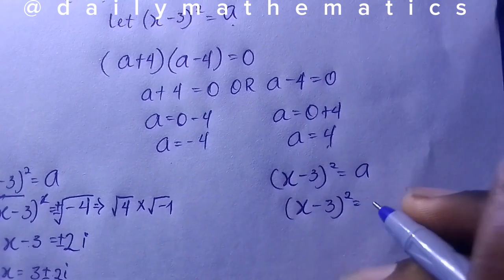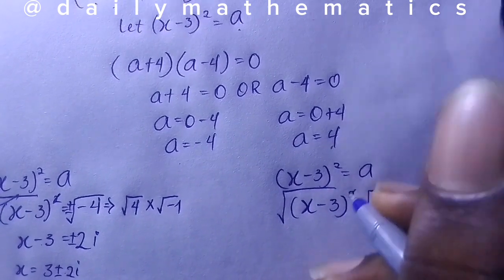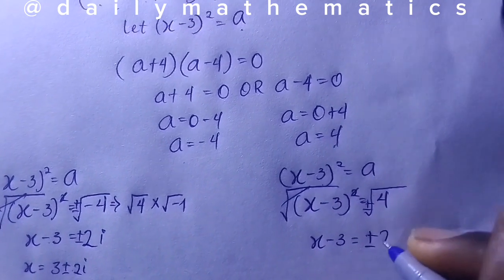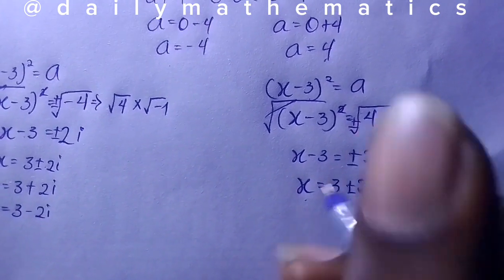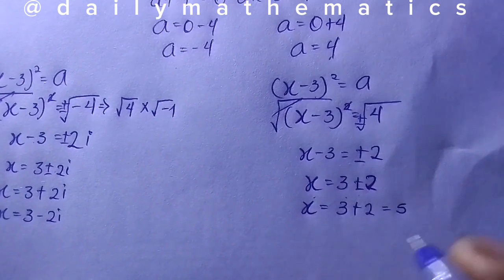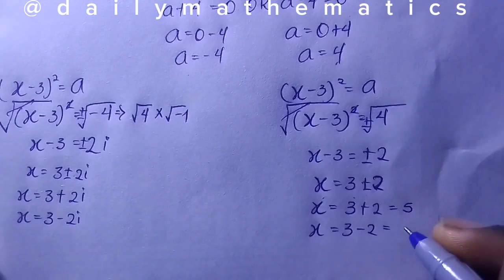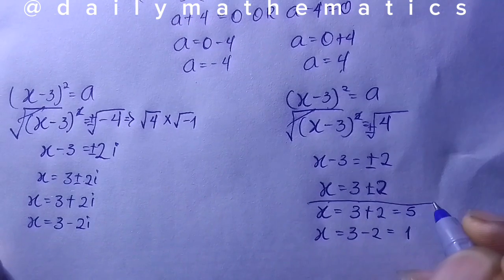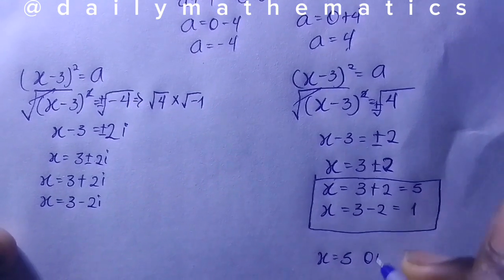4. So from here we square root both sides, plus or minus, the square cancels the square root, x minus 3 equals plus or minus 2. So x equals 3 plus or minus 2. So from here we have x equals 3 plus 2, which is 5, and x equals 3 minus 2, which is 1, right? So these are the values we are going to be using. These are the values of x. x equals 5 or 1, right?